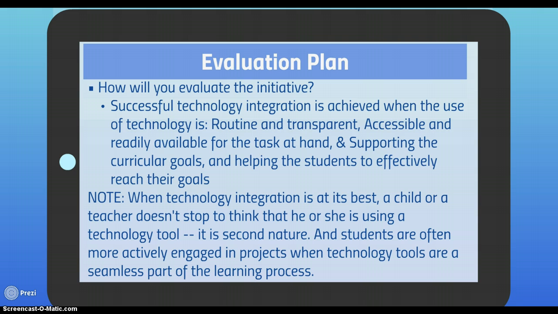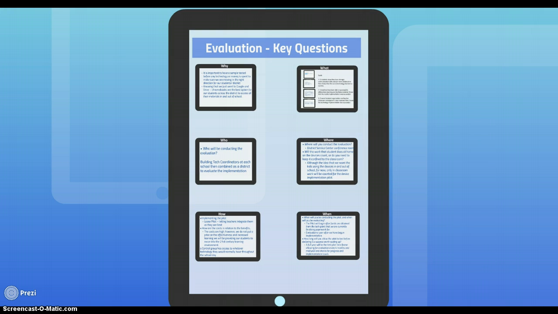So that's how we're going to be able to tell, was it successful after the year of using the Chromebooks and the pilot system. Is it seamless? Are we seeing an effective change in the classroom and in the collaboration and so on? Okay, so let's look at some key questions. We've got the who, what, where, when, why, and how.